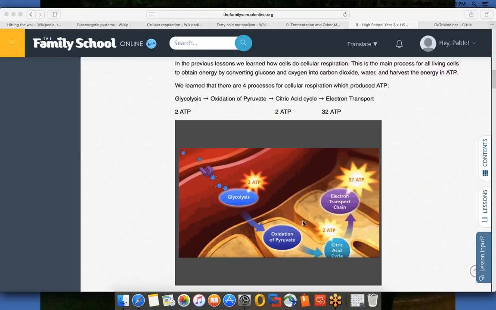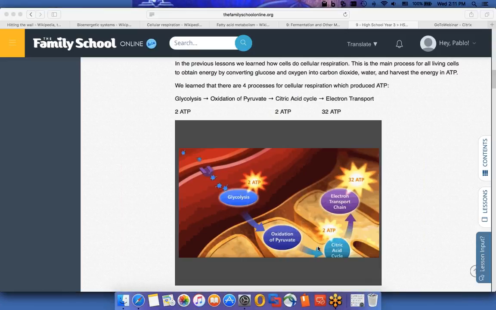Oxidation of pyruvate. The oxidation of pyruvate uses some of it, but most of it is on this last step, the electron transport chain, exactly. Very good. And so if there is oxygen, the process here inside the mitochondria happens. If there's no oxygen, they cannot happen. They stop. So that is very interesting.